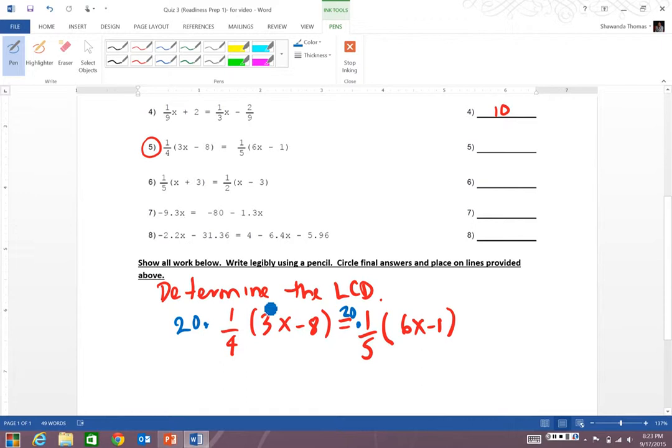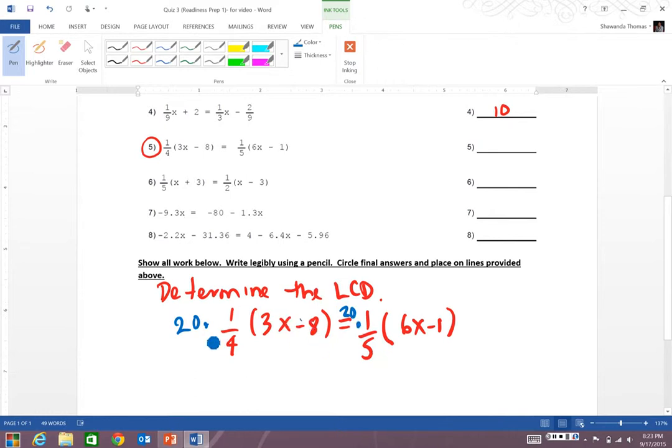Notice this problem is a little different. We have parentheses here. We will multiply 20 times 1/4 and leave that number on the outside, but we don't multiply 20 times anything on the inside of the parentheses, because this 3x minus 8 can't be touched at this point, okay? So all we do is multiply 20 times 1/4, 20 times 1/5, and whatever's left, then we distribute that, okay?